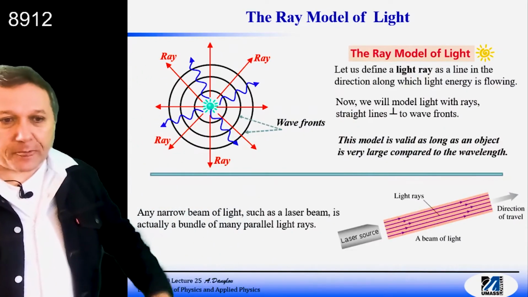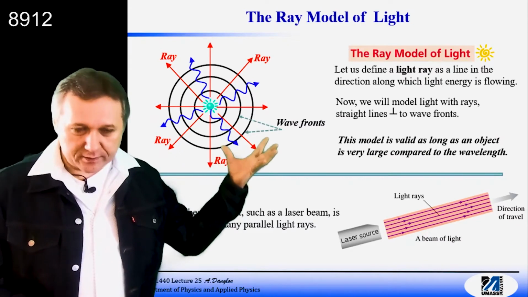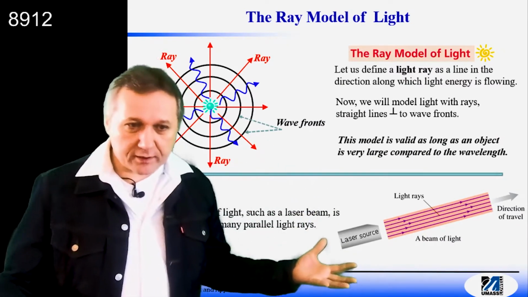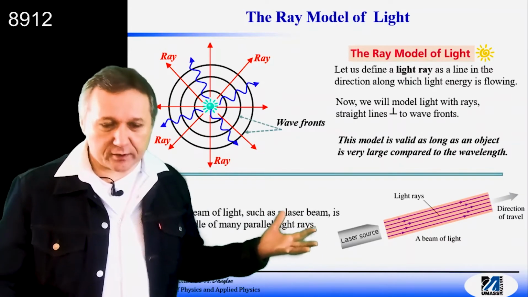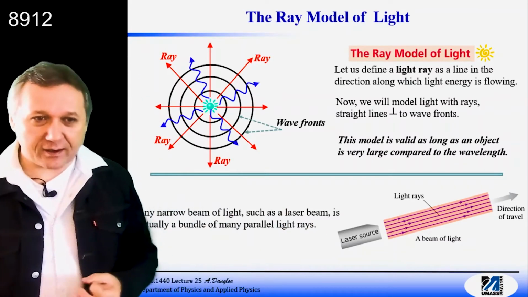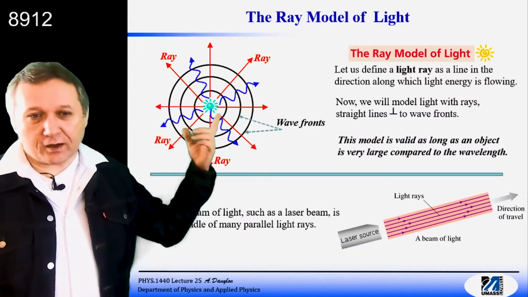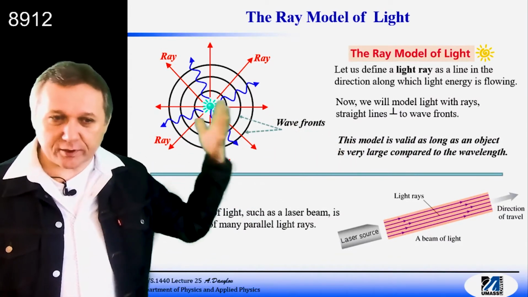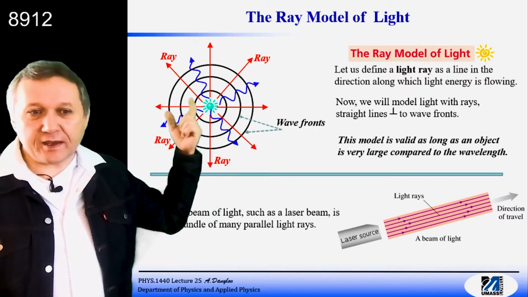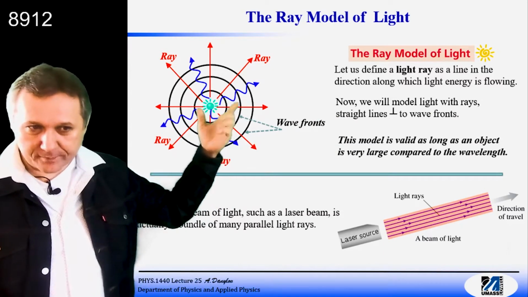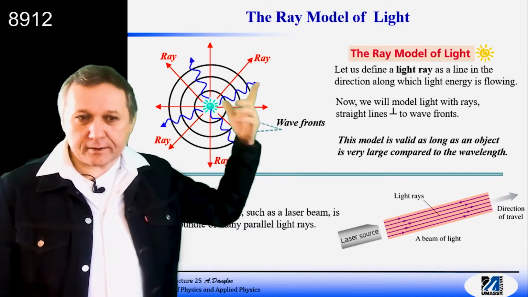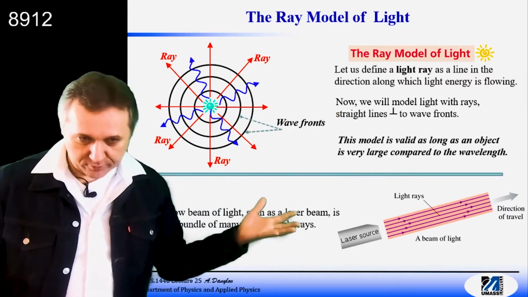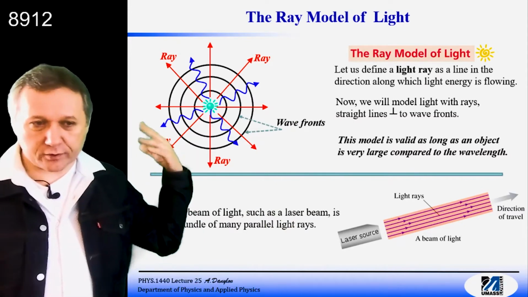Then we introduced rays, which we can use to discuss optical phenomena, to represent light. Rays are basically straight lines with a direction. They are perpendicular to wavefronts, and of course, they point in the direction of light propagation. Okay, so we introduced rays.